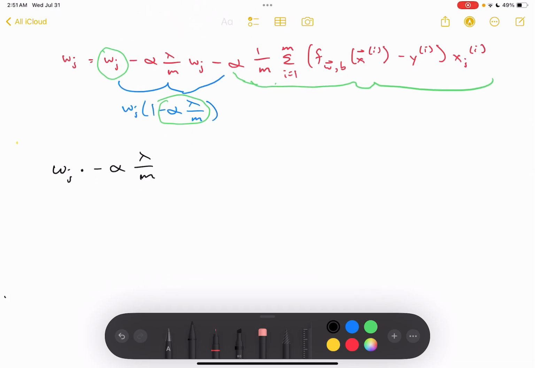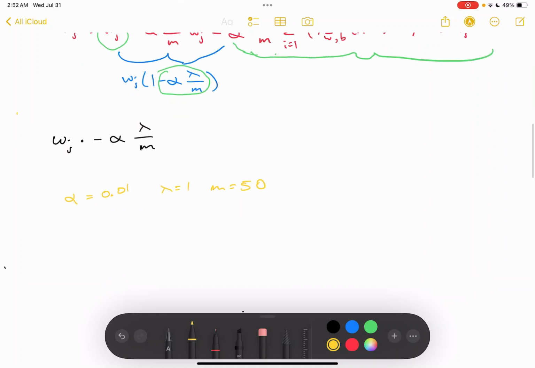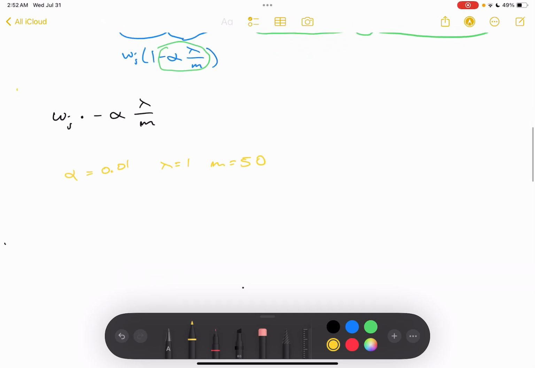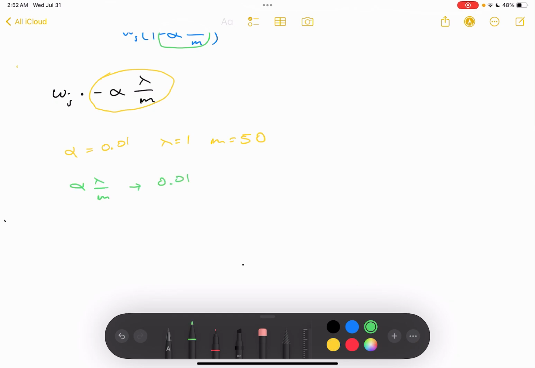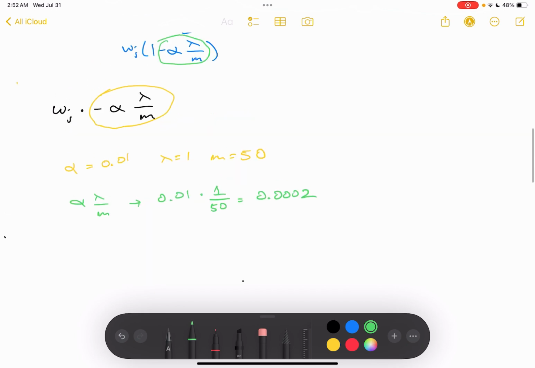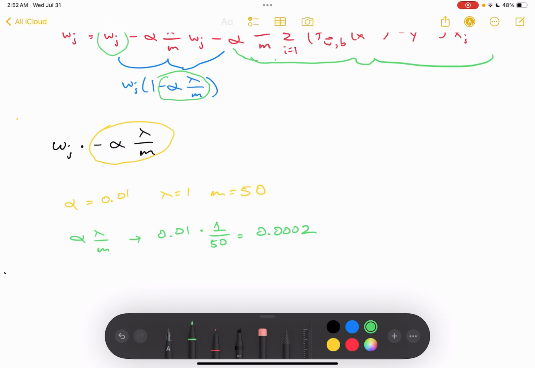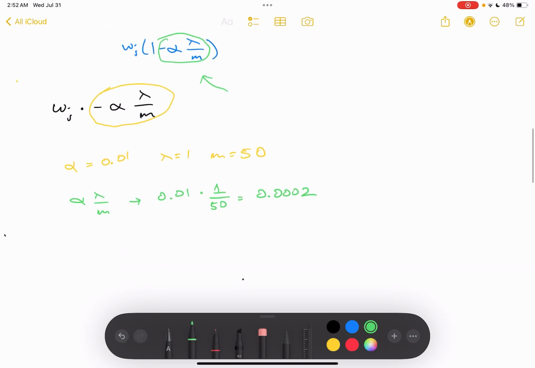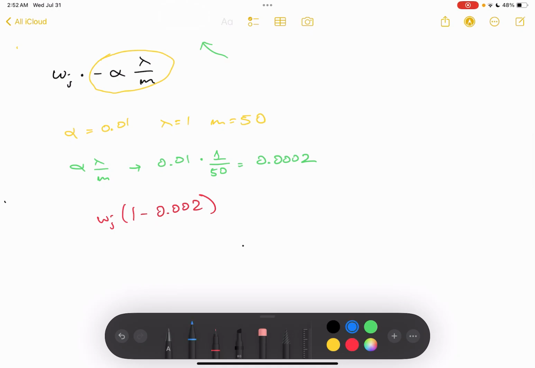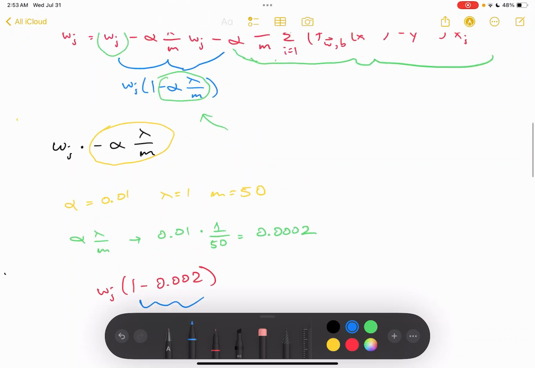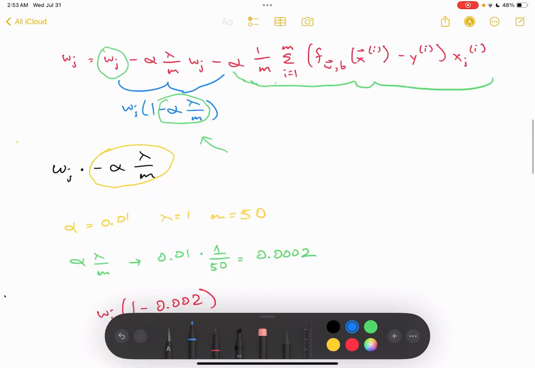And we can further visualize what this exactly is doing by plugging in appropriate values for lambda, alpha, and m. Okay, so a learning rate of 0.01, a lambda value of 1, and a number of training data points of 50 are all very appropriate. So we can see that when we substitute these values into this term over here, we get this, which is equal to 0.002. And finally, when we substitute all of this back into this term over here, we get that. And this is equal to 0.998.